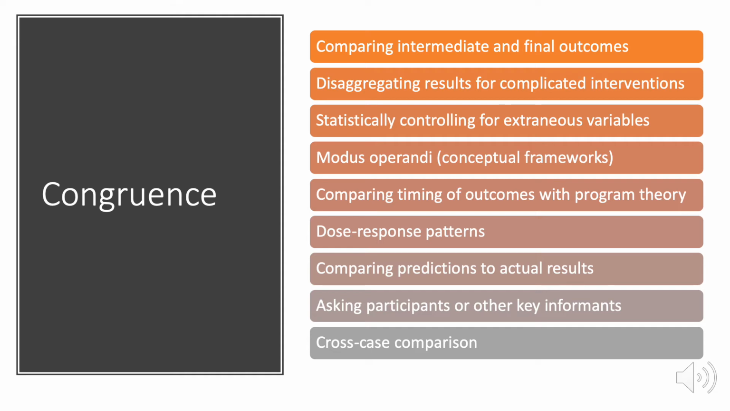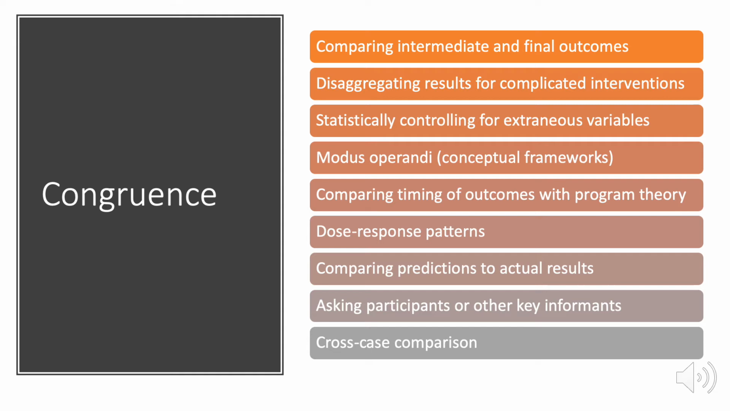So congruence, one of the ways is to compare the immediate and final outcomes. So if you're doing interim outcome measurement, you would compare to see that they're moving in the same direction and that they make sense, that you can get from one outcome to the next, from somewhere in the middle toward the end, that it all makes sense.